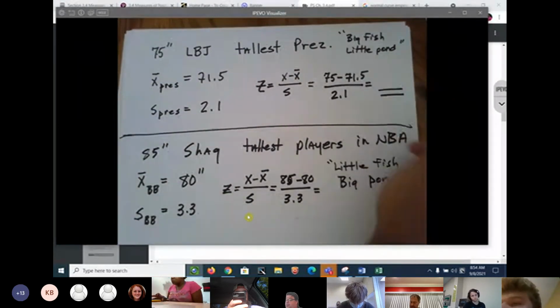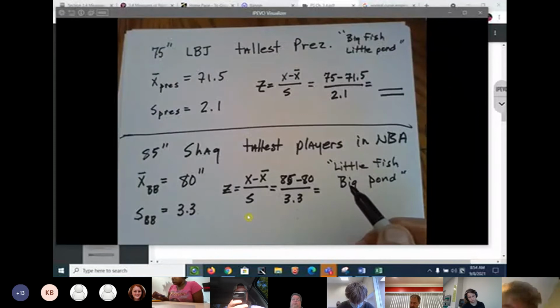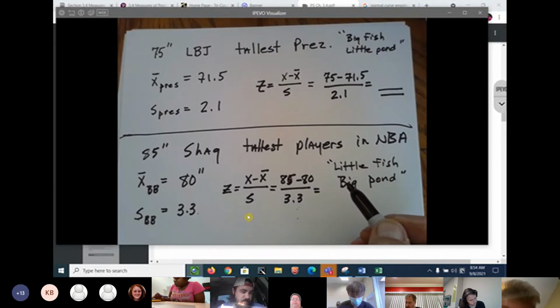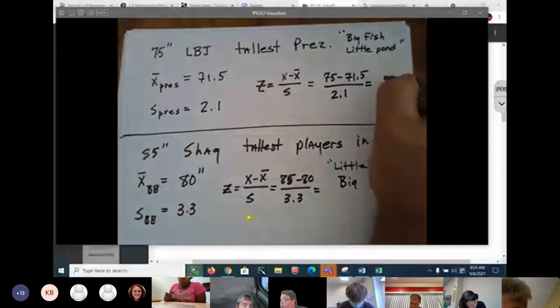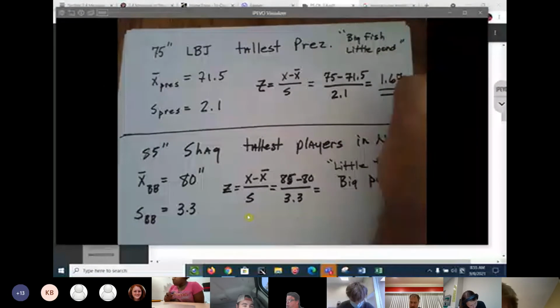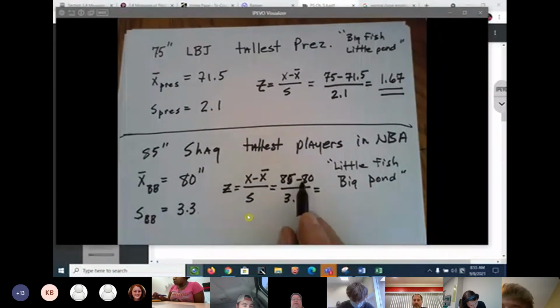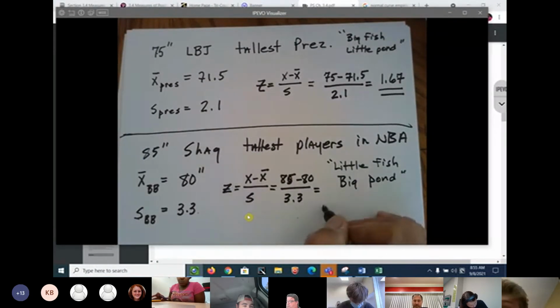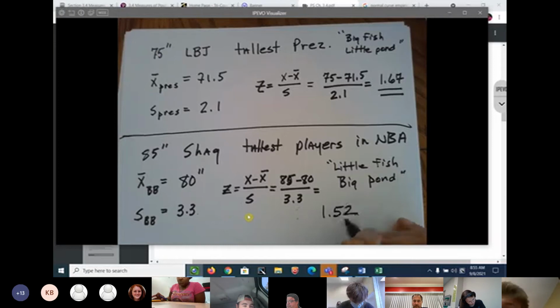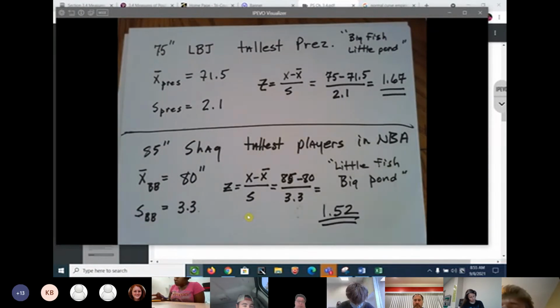All right, so somebody give me this up here. What is 75 minus 71.5 over 2.1? 1.67. And what is 85 minus 80 over 3.3? 1.515. 1.52. So we're going to plot those on the z-scale.